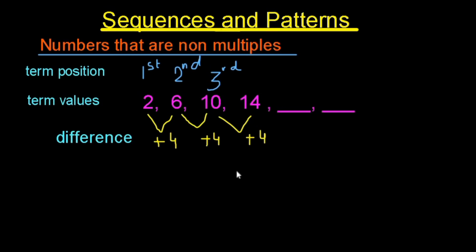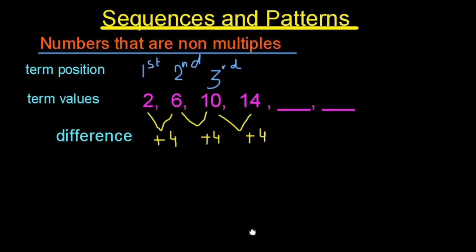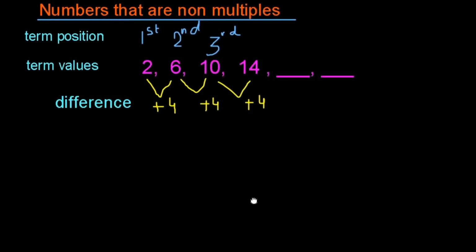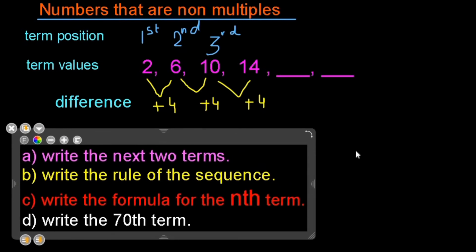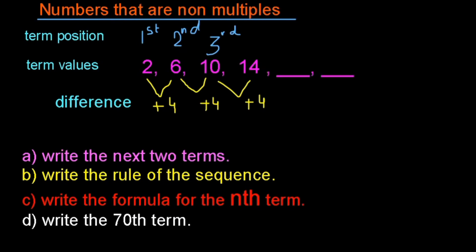Alright, let's bring the questions as well. Let me move the screen a little bit up so that I can post the questions now. I'm going to ask 4 questions over here, and those are: write the next two terms of the sequence, write the rule of the sequence, write the formula for the nth term, and write the 70th term. So first of all, let's come on to part A, write the next two terms.